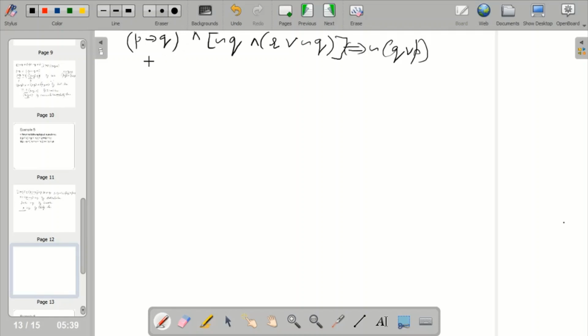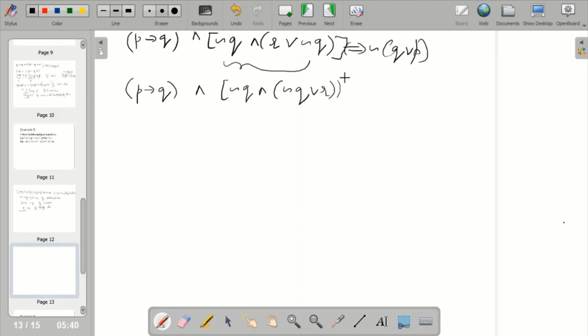This is what we are getting: p conditional q and negation q and r or negation q, negation of q or p. So let us solve this particular section. We'll take this left hand side. Which way can we solve this problem? Can we solve this, negation q and r or negation of q? We can write this in terms of p conditional q, and let this be like this itself, negation q, and we can write this as negation or r.